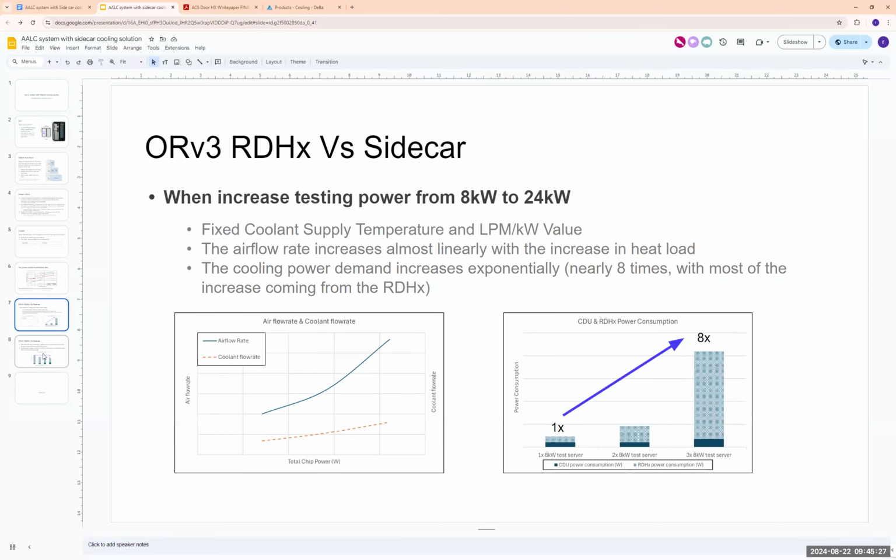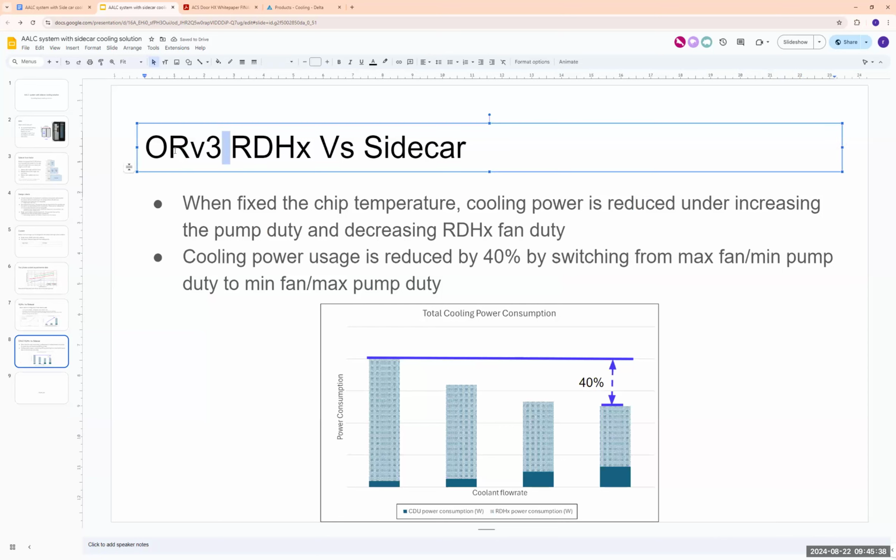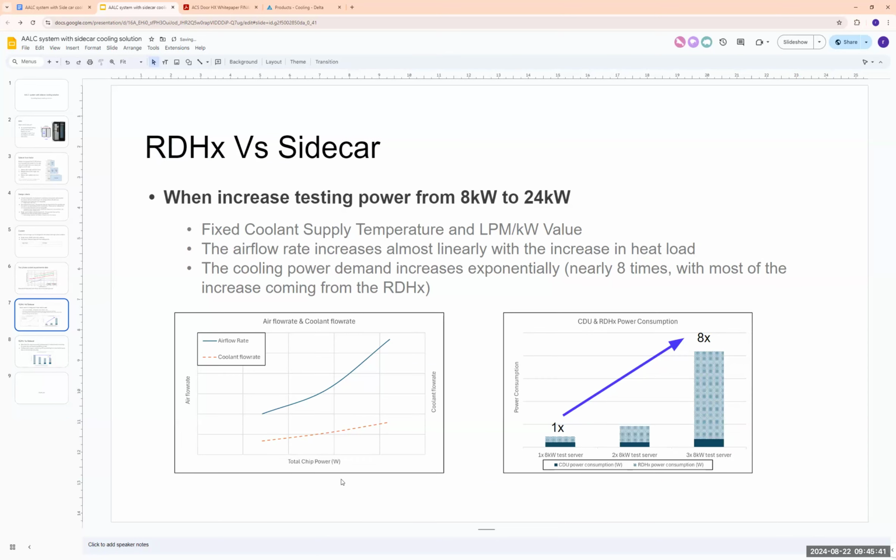And after this, followed by the rear door heat exchanger and sidecar. This is where we've been helped with this data, and their test data. They tried to be more normalized by sharing only the power, like how the power changes with different powers that they tested with, like a single 8K server, two and then three servers in a rack, and how that power consumption compares.